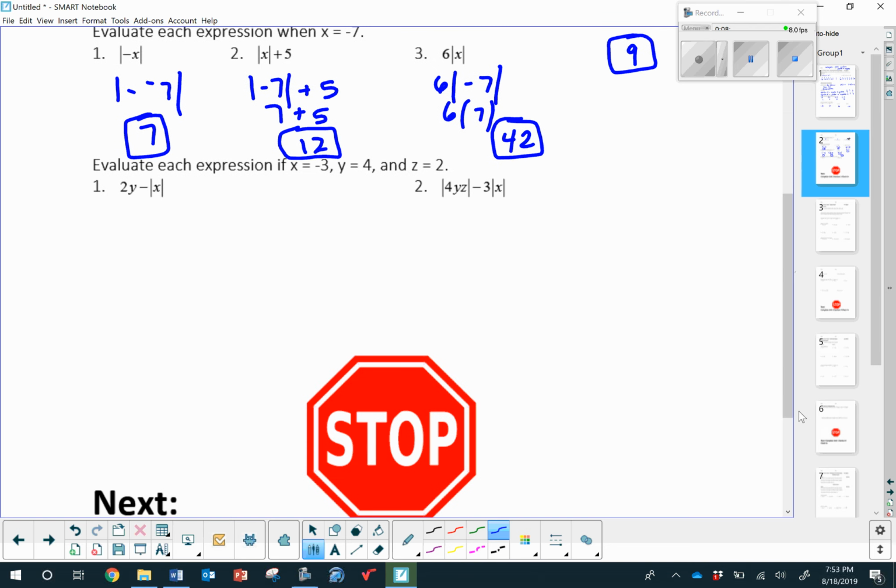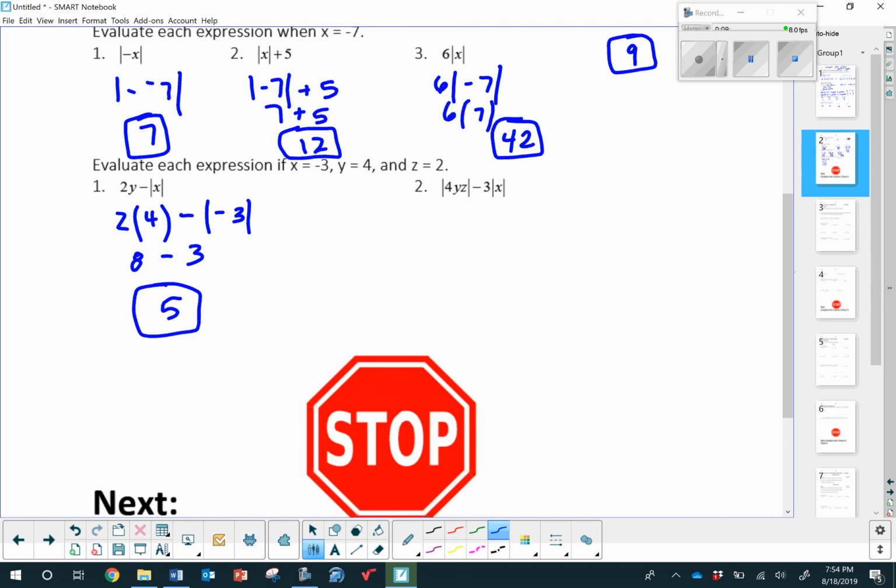Okay, in our last section, we have 3 different variables: x equals -3, y equals 4, z equals 2. So I'm just going to plug those in just like I did in the previous section where we had just an x. So 2 times y, 2 times 4, minus the absolute value of -3. 2 times 4 is 8, minus the absolute value of -3 is 3. 8 minus 3 is 5.